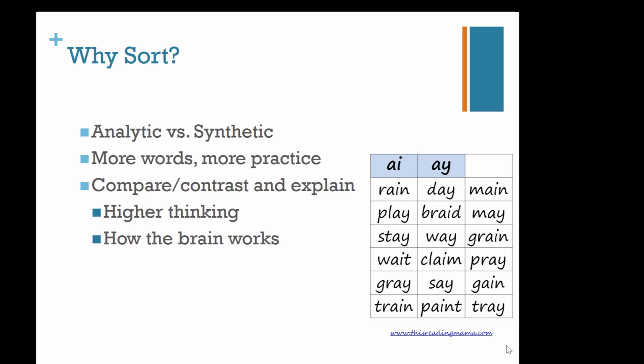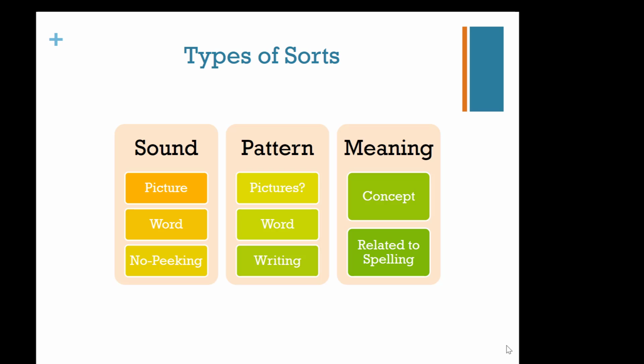So we've got 10 principles to guide us, but why would we engage in word sorting activities? Well, one reason is that it gives an analytic versus a synthetic approach, so it's investigative instead of direct teaching. Another reason is the more words that students are exposed to, the more practice they get with reading and making meaning. We can compare and contrast when we're sorting. This is a higher order thinking skill, but it's also natural to how our brain works, right? We look for patterns. There are 3 types of sorts. One might be sorting for a sound, another sorting for a pattern, and finally sorting for meaning or concepts.